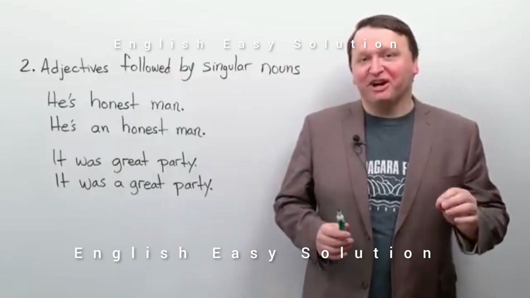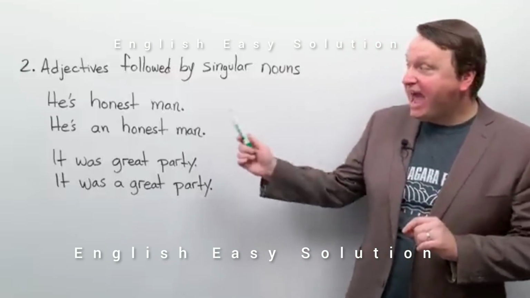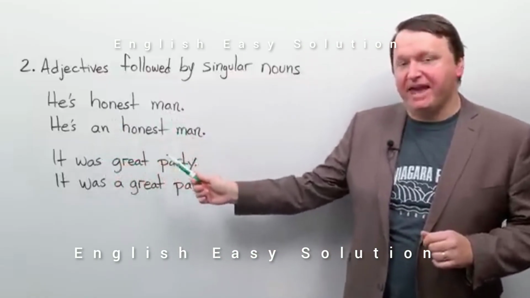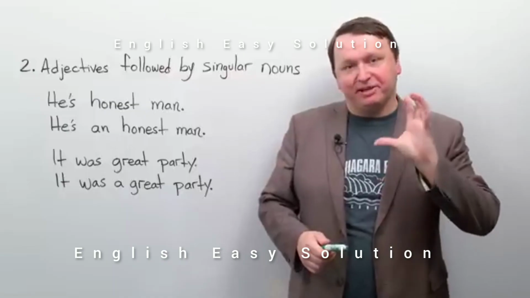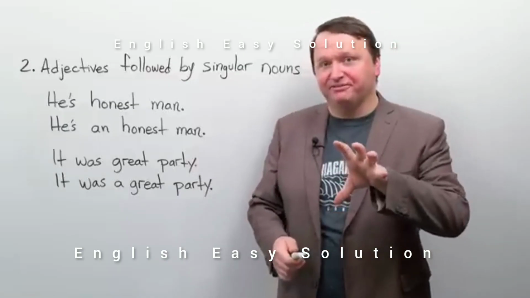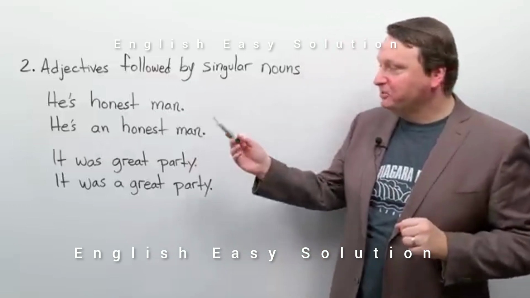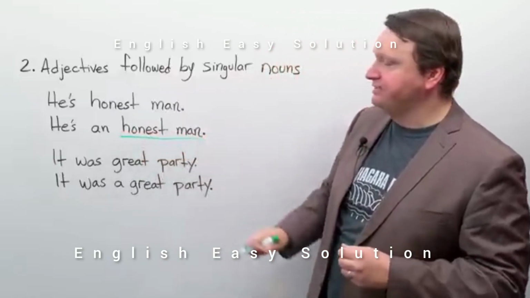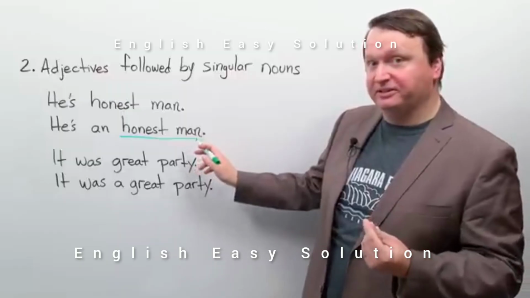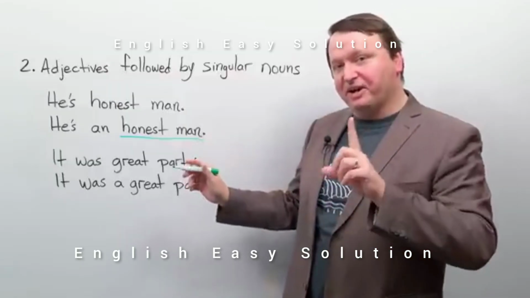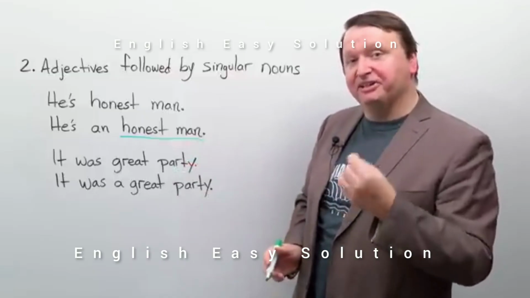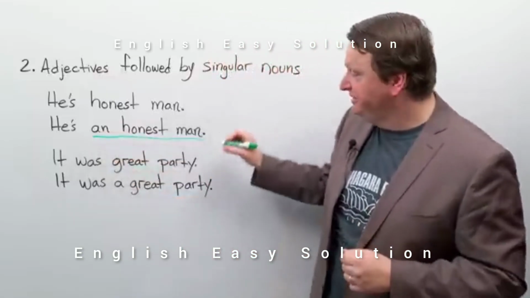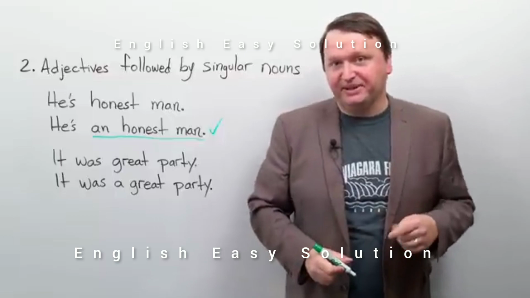Next, adjectives followed by singular nouns. So we have he's honest man or he's an honest man. Now, sometimes when someone who is learning English sees an adjective, they don't think about the article. What you really have to focus on is the complete phrase, right? Honest man. Now, man is singular. And as we discussed in number 1, when you have a singular noun, you need to use an article. So he's an honest man. This is the correct answer in this case.